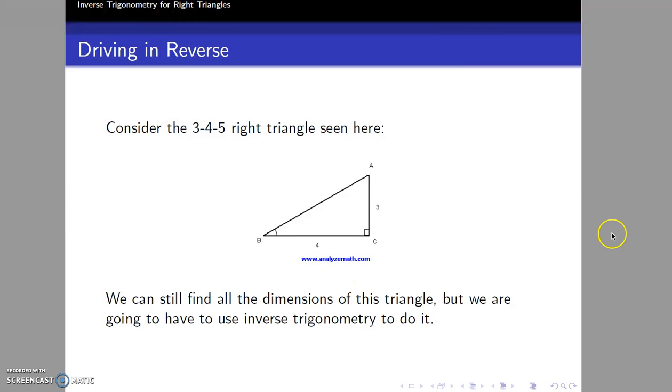Again, stolen from Analyze Math. And it's fair use, don't worry about it. Fair use, fair use, fair use.